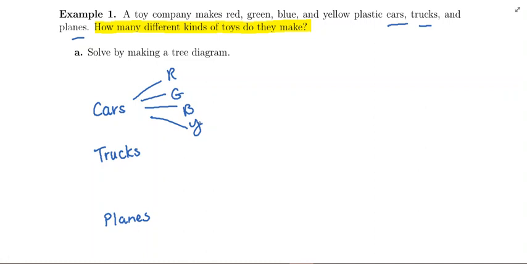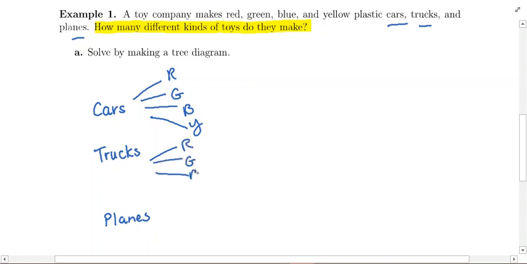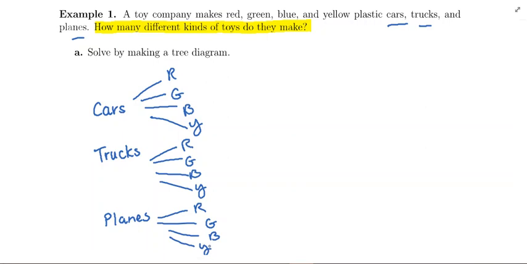And you see when I drew it in like that, it now looks like the branches of a tree. And you could do the same thing with trucks. Trucks are also going to come in red, green, blue, and yellow. And then same thing for planes. Planes are also going to come in red, green, blue, and yellow. And so this is really visual. This tree diagram is going to help us list out, if we had to, all the possible toys that this company makes.